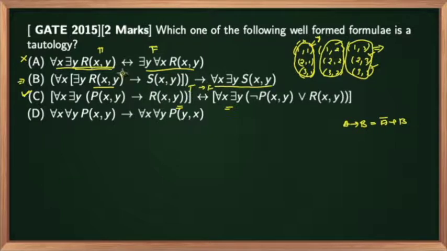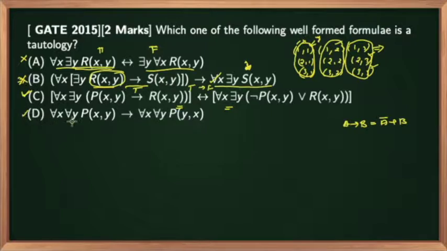Right. If you assume all the r of x,y are false, then definitely this side will be true, right? So similarly, you can make the right hand side false by just taking all the s of x comma y equal to false. Then the right hand side you have false, and the left hand side you have true. So true implies false, right? So that means choice B is wrong.